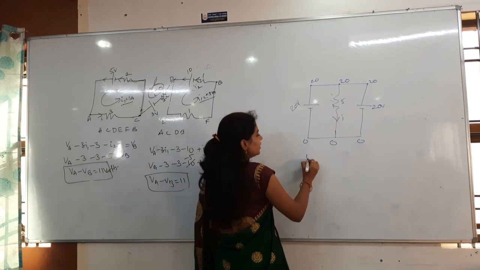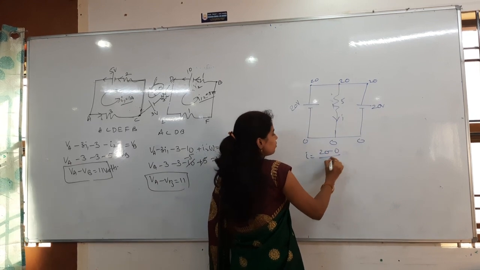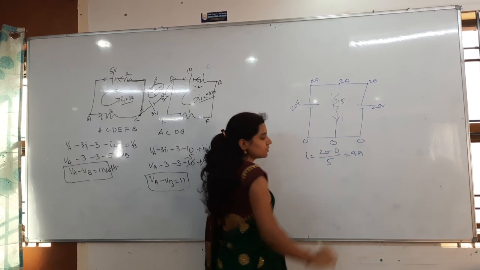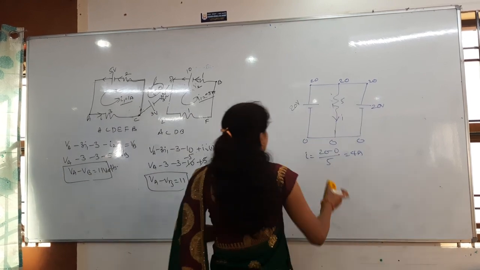Now tell me, what is the current? Current is equal to potential difference over resistance: 20 minus 0 by 5. That will be 4 amperes. That's the answer for that. Then next problem.